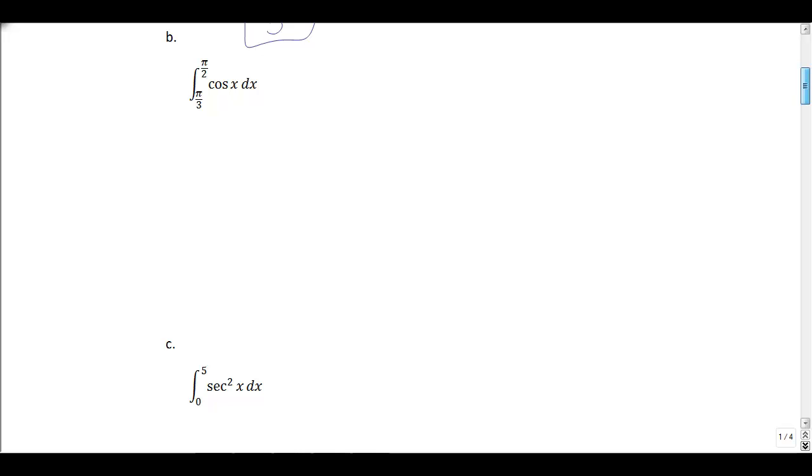Next one. You're going to integrate from pi over 3 to pi over 2 of cosine x dx. So this is a trig function, and I just need to remind myself of my trig derivatives. The derivative with respect to x of cosine of x is actually a negative sine x, and the derivative with respect to x of sine x is a positive cosine x.